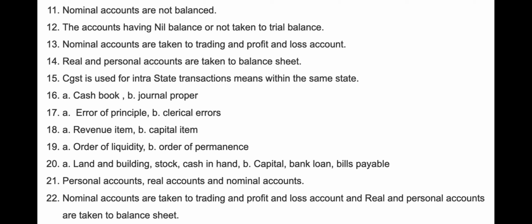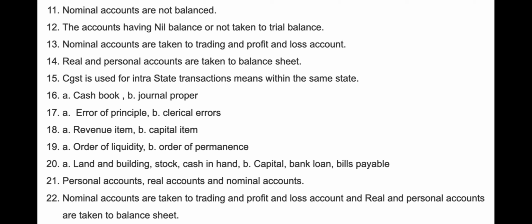17. A. Error of principle, B. Clerical errors. 18. A. Revenue item, B. Capital item. 19. A. Order of liquidity, B. Order of permanence. 20. A. Land and building, stock, cash in hand, B. Capital, bank loan, bills payable. 21. Personal accounts, real accounts and nominal accounts.